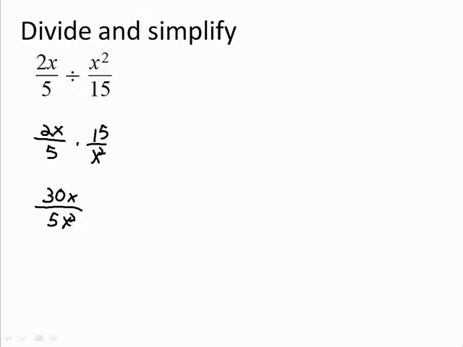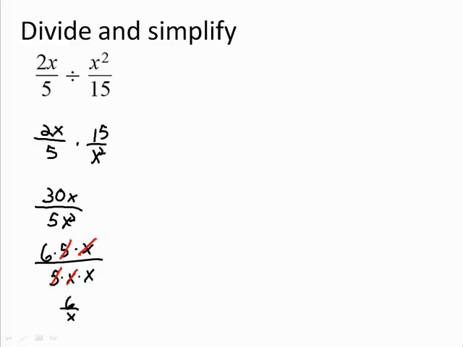Rewrite 30 as 6 times 5 and rewrite x squared as x times x. 6 times 5 times x divided by 5 times x times x. A 5 and an x in both the numerator and denominator cancel out. You are left with 6 divided by x.